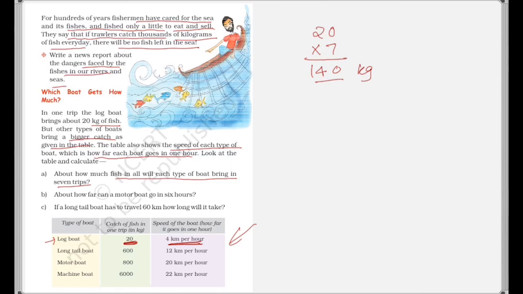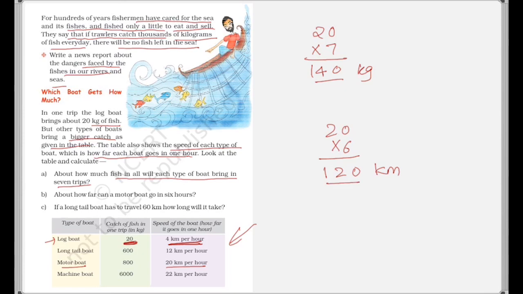Now, about how far can a motorboat go in 6 hours? If we see a motorboat, it can go 20 kilometers in 1 hour. So for 6 hours we'll multiply 20 with 6 and we get 120 kilometers. So the boat can go 120 kilometers in 6 hours.